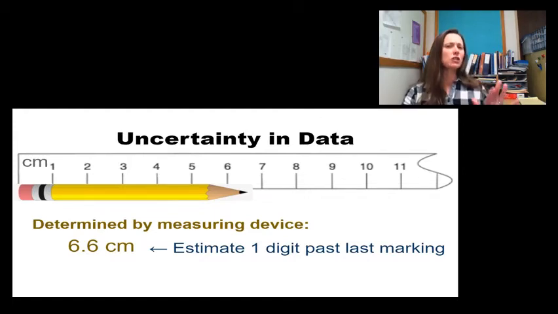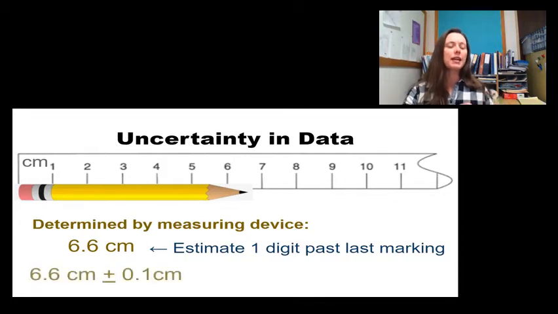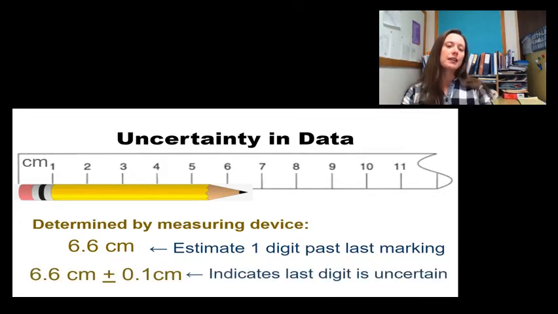That means that that last digit is what we call uncertain or estimated, and sometimes we'll write it like this: 6.6 centimeters plus or minus a tenth of a centimeter. That tenths place is uncertain. It could be as much as 6.7, as little as 6.5, but it's in that range. I think the best measurement is 6.6, but it might be a little bit off, okay? And that indicates the amount of uncertainty in our data.